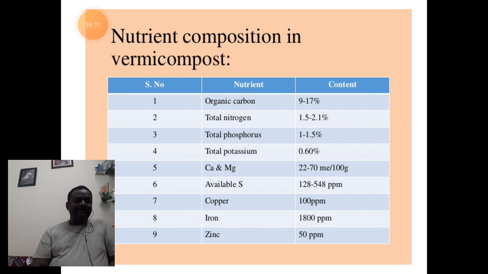Students, here is a slide that shows the nutrient composition of vermicompost. It includes the organic carbon of 9 to 17%. It includes the nitrogen, phosphorus, potassium, calcium, magnesium, sulfur, copper, iron, zinc, etc. So almost all the nutrients available for the plant are present in the vermicompost, that's the manure.